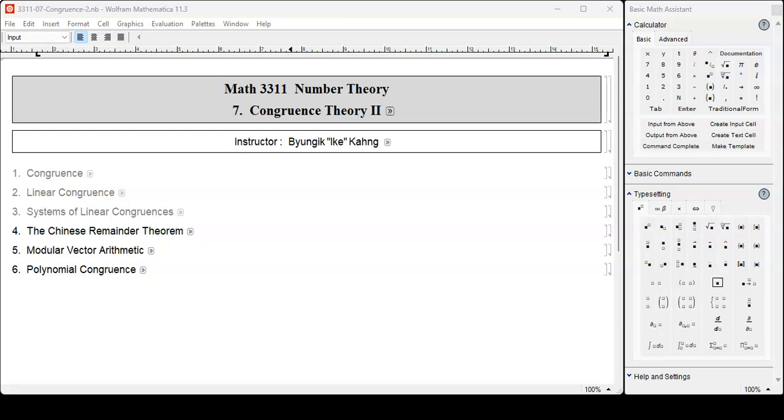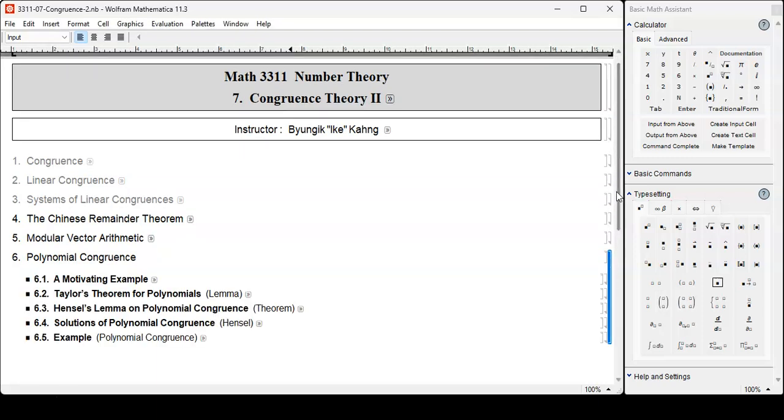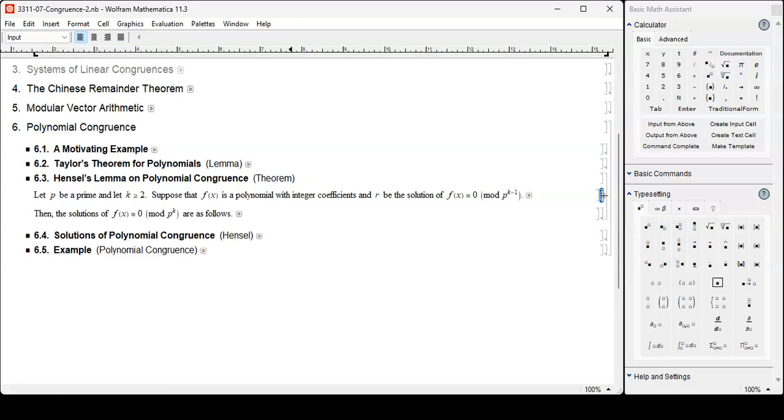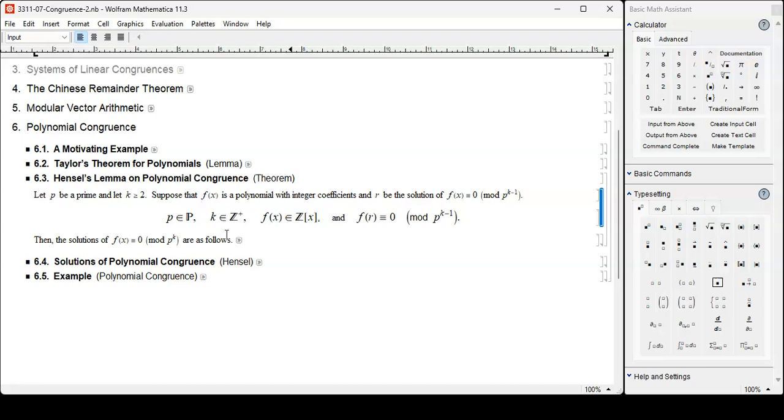Hello students, welcome back, and let's go back and prove Hensel's lemma. It goes like this: p is a prime and k is a positive integer greater than or equal to 1, and f of x is a polynomial with integer coefficients, and r is a solution of this congruence. f of x is congruent to 0 modulo p to the k minus 1. In other words, f of r is congruent to 0 modulo p to the k minus 1. I'm highlighting this because we will use it shortly.